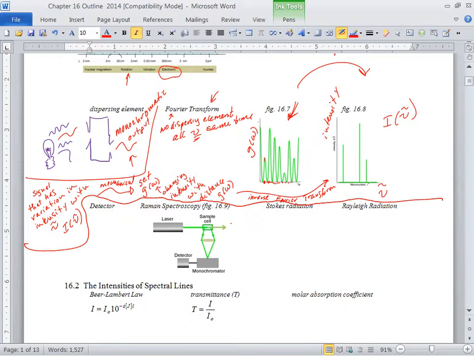Raman's all about scattering. So if you have the money, you'd be better off buying a Raman spectrometer than a UV-vis, because everything scatters light. Well, almost everything. We'll talk about what doesn't. But it's much more universal. But anyway, if it's going to scatter light, well, I guess you can scatter light.